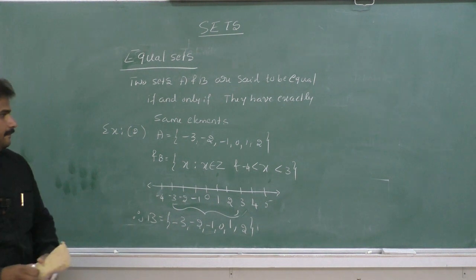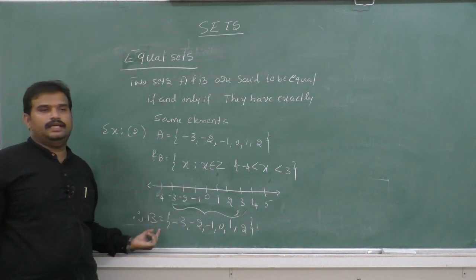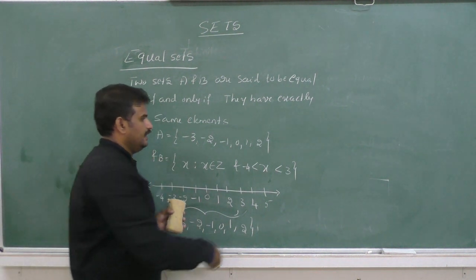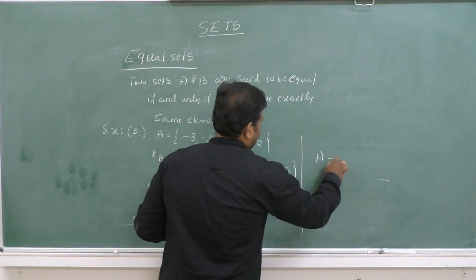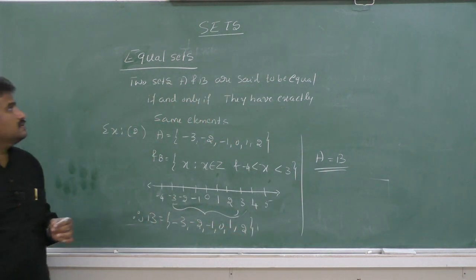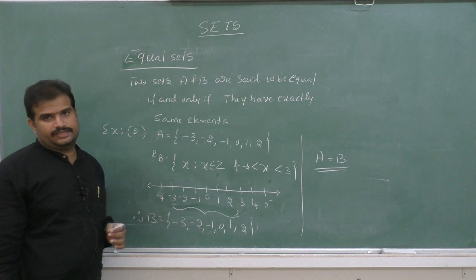So, clearly A and B consist of exactly the same elements. So, clearly your A is equal to B. These are the examples of your equal sets.